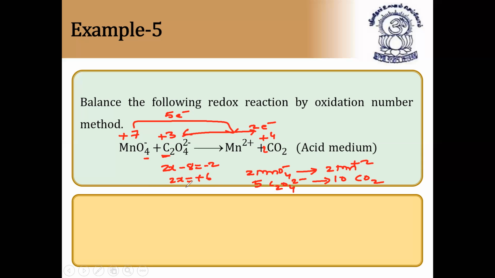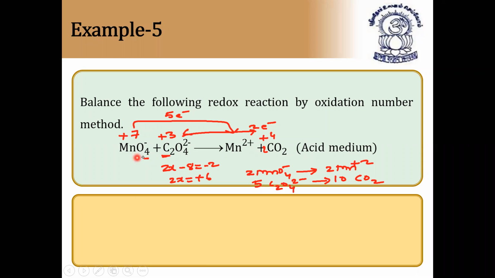So water molecules, you can do it easily. Anyway, you'll get 2MnO4 minus gives us 2Mn plus 2, and 5C2O4 2 minus gives us 10 CO2. So afterwards, anyway, you'll get the answer. I'll show you water molecules also.